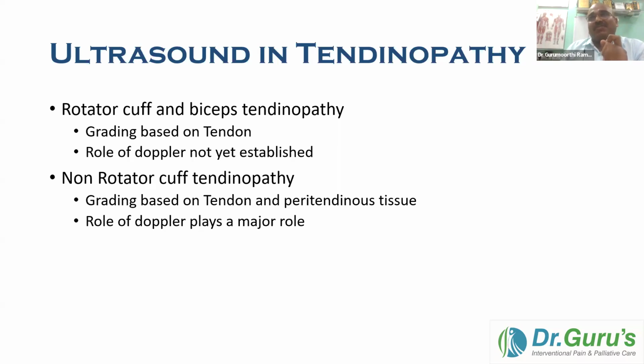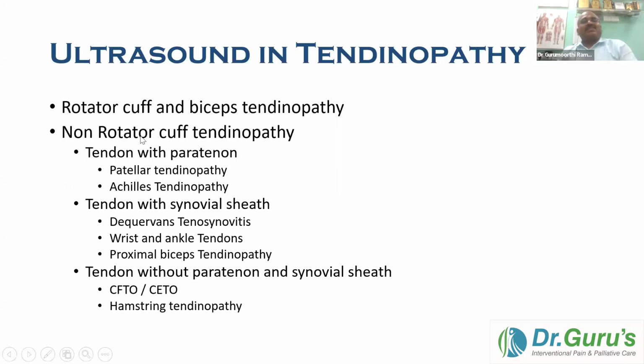And again, we never put Doppler and grade. In rotator cuff tendinopathy, previously we had a teaching that whenever suspecting a tendinopathy, you see the tendons, how the thickness, how the echogenicity looks, is there any discontinuity in the fibrillar pattern, and then they ask us to put power Doppler. For grading tendinopathy, especially rotator cuff and biceps, the role of Doppler is not yet established. Here we can do it, but it is not used for grading. Coming to the non-rotator cuff, here the grading is based not only on the tendon, also on the peritendinous tissues, and here the Doppler plays a major role in grading this tendinopathy, right?